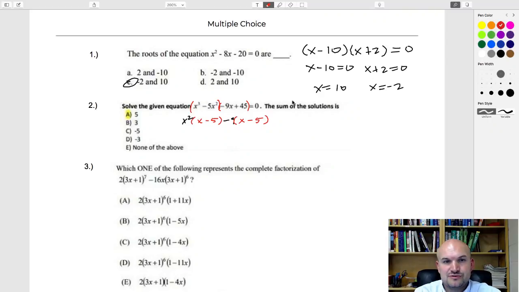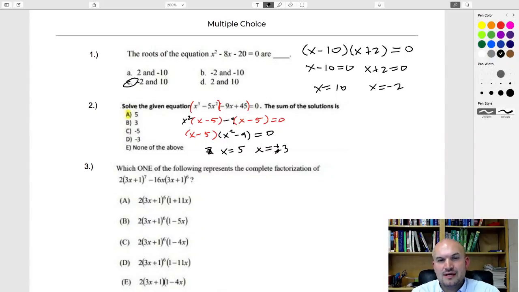And now you can see out of these 2 terms, they both share a common x minus 5. So now I can factor out the x minus 5, and this is equal to 0. So I factor out the x minus 5, and therefore I'm left with x squared minus 9 equals 0. And you could write this as a linear factorization, or you can just see that the zeros are going to equal x equals 5 and x equals plus or minus 3. So plus or minus 3 obviously sums to 0, so therefore you're just left with 5, which is answer A.